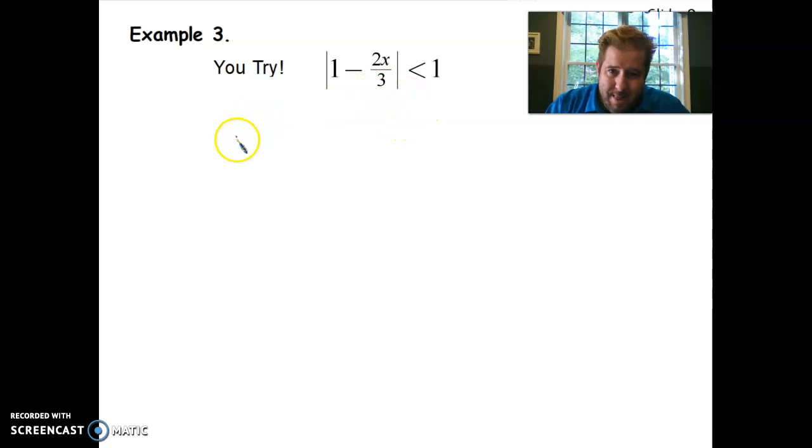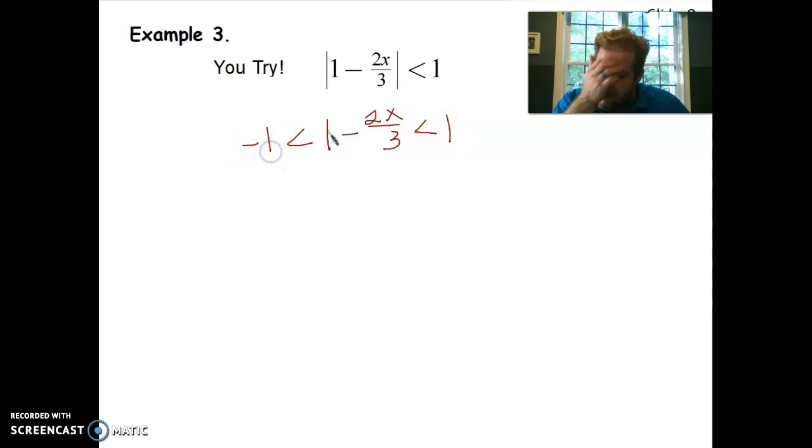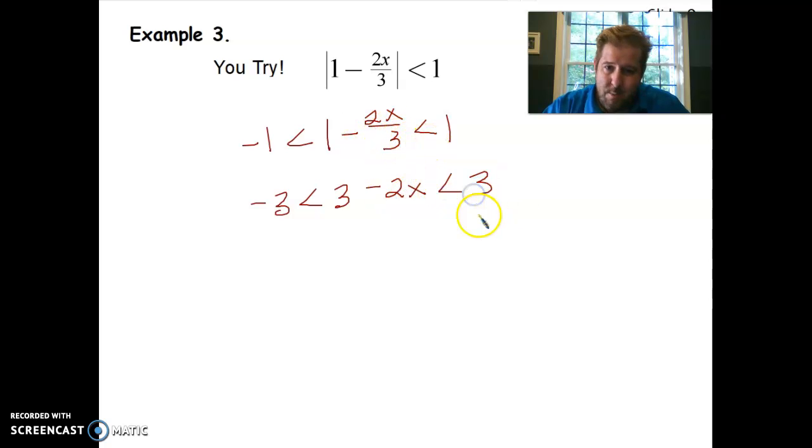I think I only have 1 minute left, so at least getting it set up. Once again, this is going to be a less than, so this is where it goes in the middle. 1 minus 2x over 3 is going to be less than 1, but also greater than negative 1. All right, so the first thing I would do is multiply everything by 3 to get rid of this. So that becomes negative 3. This also has to be multiplied by 3 minus 2x because the times 3 and the divide by 3 cancels. And we end up getting this.